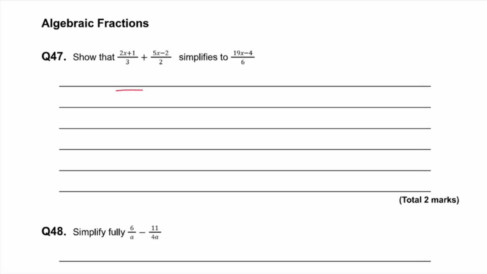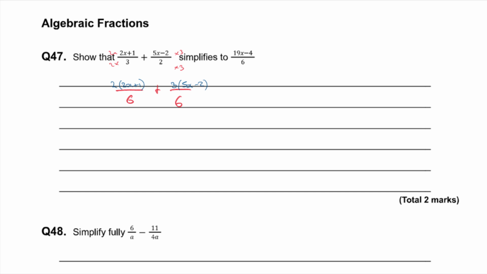So how do I change them into 6? Well, 3 goes into 6 2 times, so multiplying top and bottom through by 2 basically, aren't you? So 2 times 3 is 6 on the bottom. 2 lots of 2x plus 1. That's going to be 2 lots of 2x plus 1, like that. Okay, and then 5x minus 2. Well, 2 goes into 6 3 times, so I'm going to multiply this by 3 and this by 3 to get 6. So on the top, I'm going to get 3 lots of 5x minus 2.